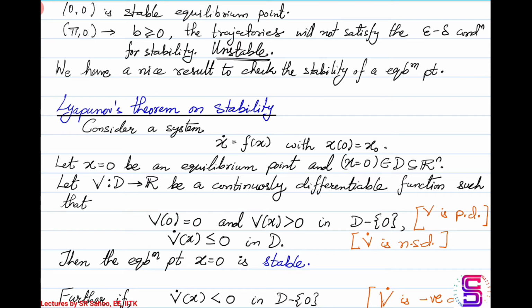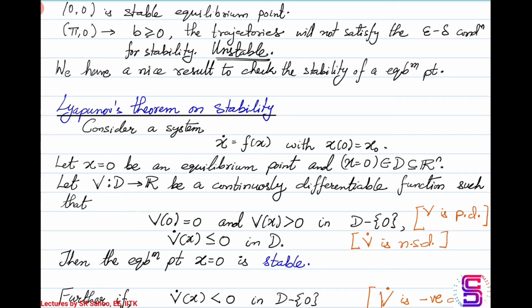Now, the epsilon delta ball definition for checking stability of an equilibrium point needs us to identify the solution to the differential equation and analyze it for all possible initial conditions. Okay, to make things easier, we have a very popular result given by Lyapunov, known as Lyapunov's theorem on stability.